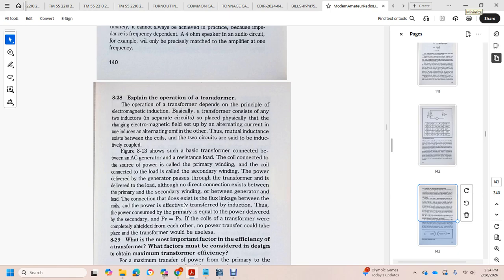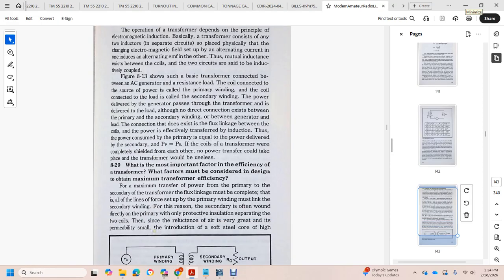Thus the power consumed by the primary is equal to the power delivered by the secondary, with the primary and secondary coils of the transformer completely shielded from each other. With no power transfer taking place, the transformer would be useless.